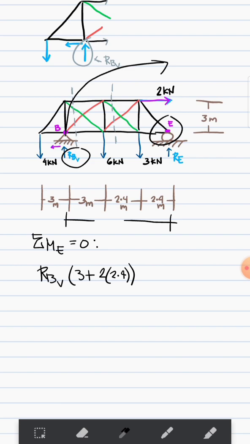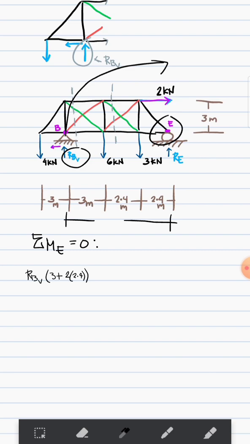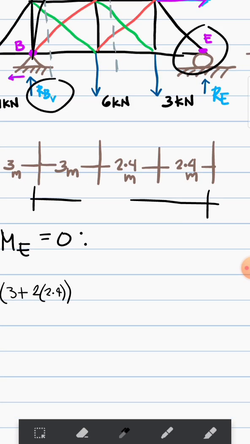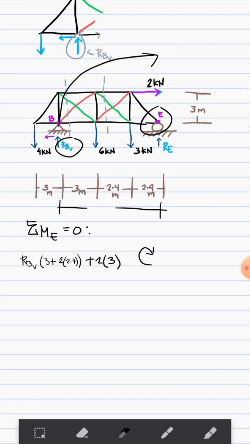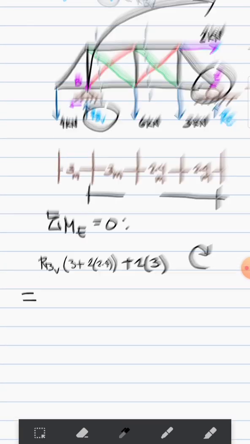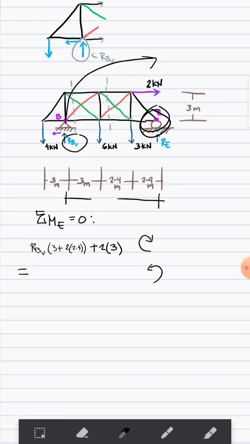So what are these other forces? Turns out that it is the 2 kilonewton force, with its moment arm 3 meters. So plus 2 times 3. So these are all. Are there any other forces that cause clockwise rotation? I guess there's no more, so these forces create clockwise moment. They must be equal to the forces that cause counterclockwise moment about point E.